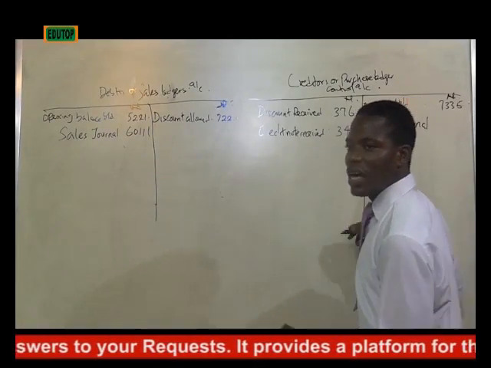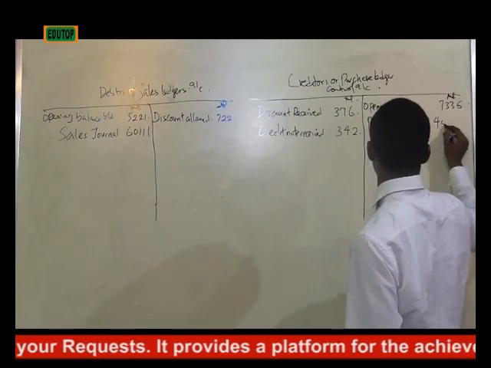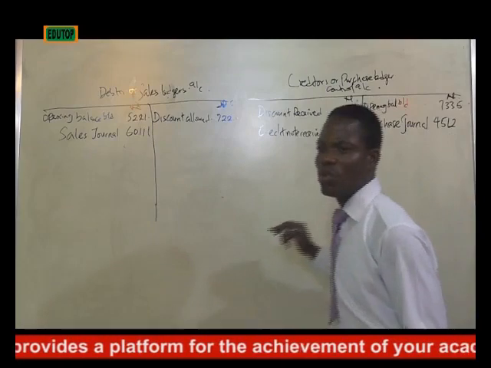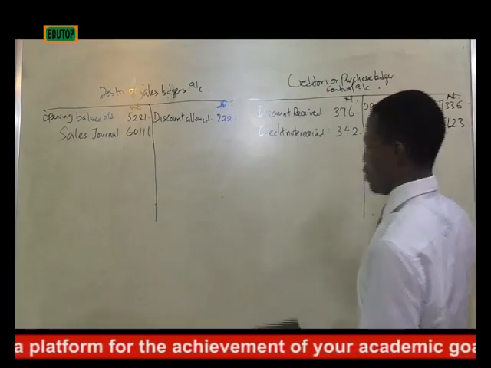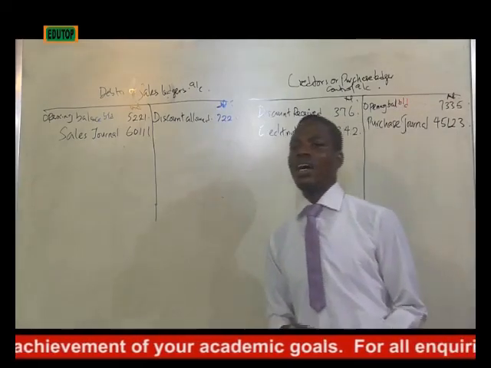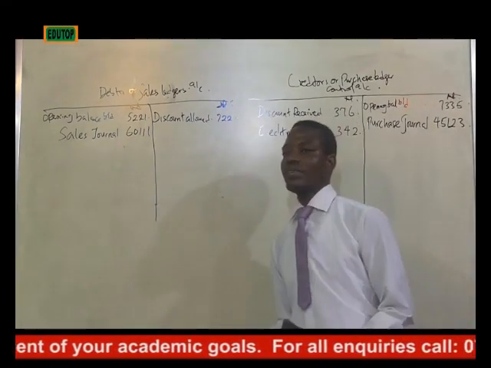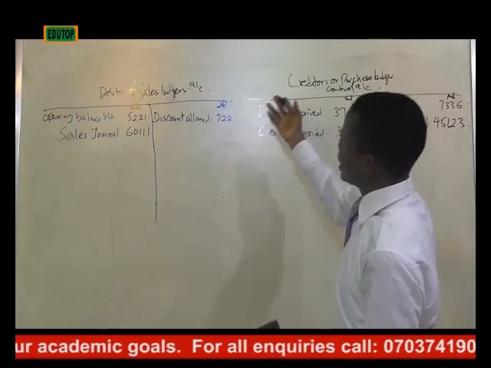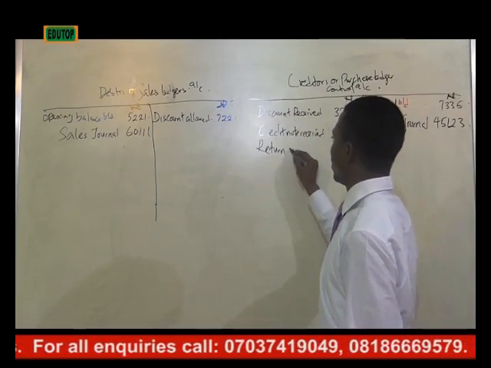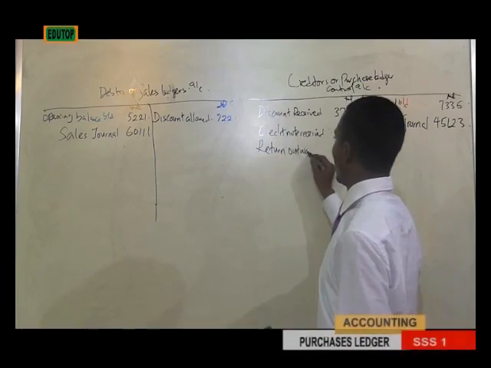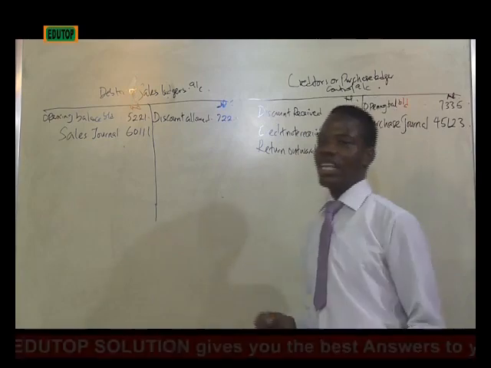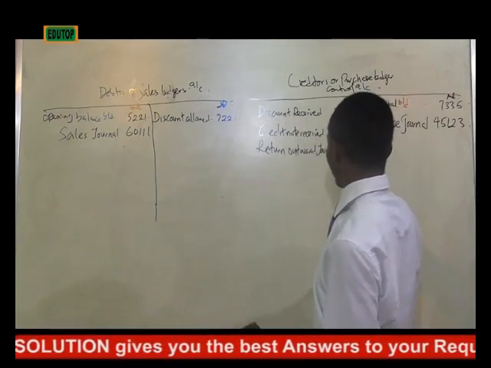Purchase journal is 45123. Now, return artwork journal. Return artwork will be on the debit side of the creditor. Return artwork journal, that is the 145.